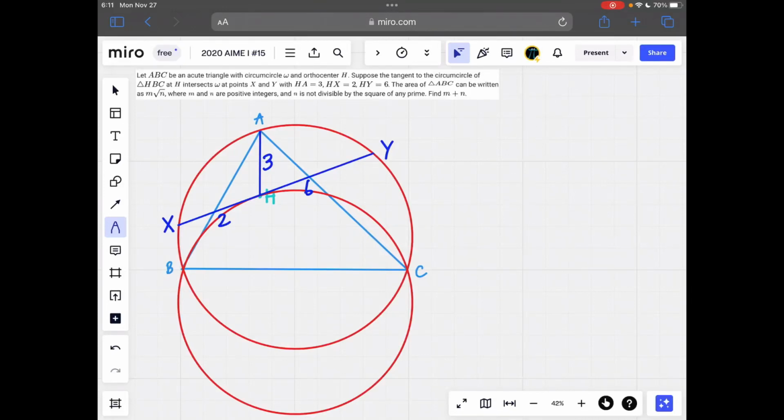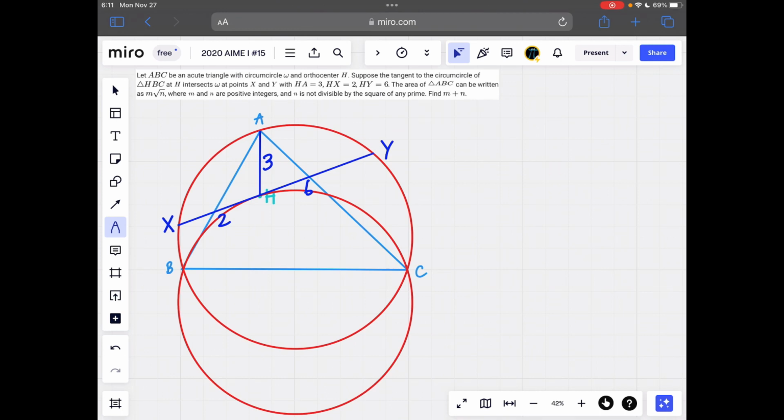Let ABC be an acute triangle with circumcircle omega and orthocenter H. Suppose the tangent to the circumcircle of triangle HBC at H intersects omega at points X and Y with HA equals 3, HX equals 2, and HY equals 6. The area of triangle ABC can be written as m root n, where m and n are positive integers, and n is not divisible by the square of any prime.